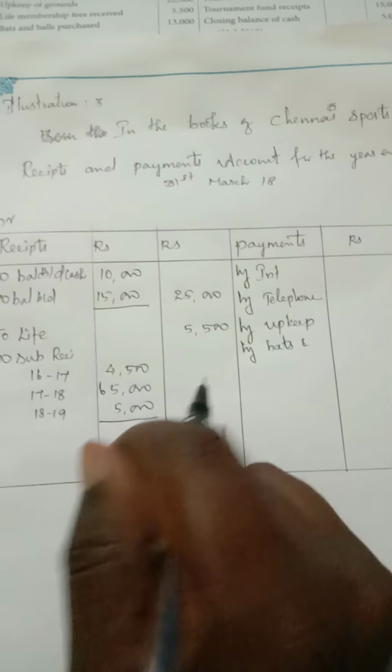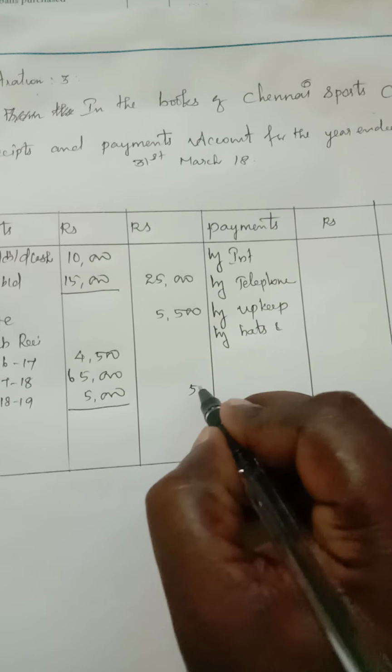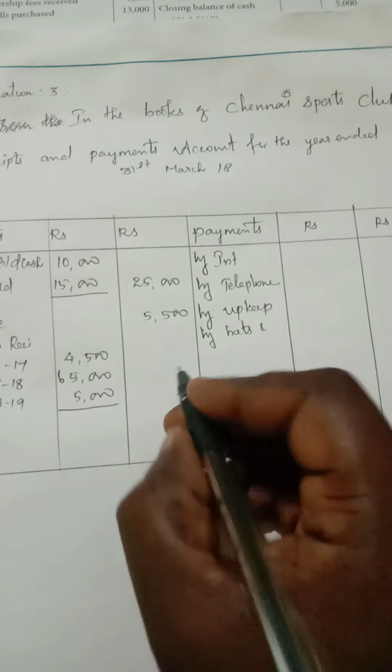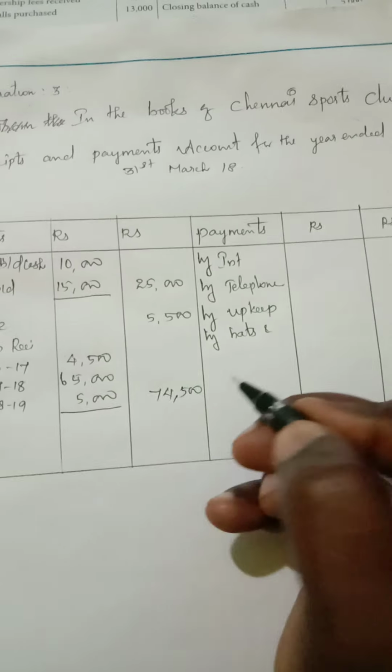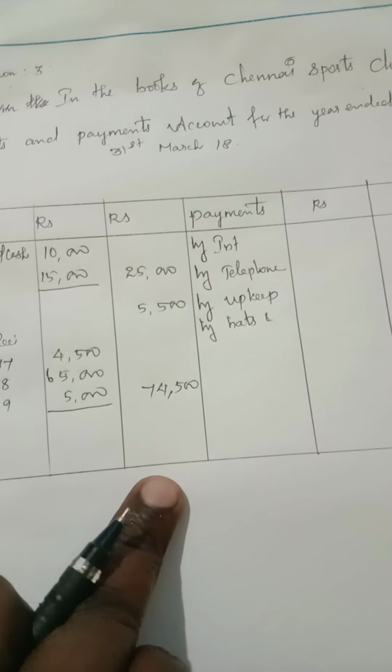So adjustment, we can write inside the column. So the total value is 74,500, total subscription received.